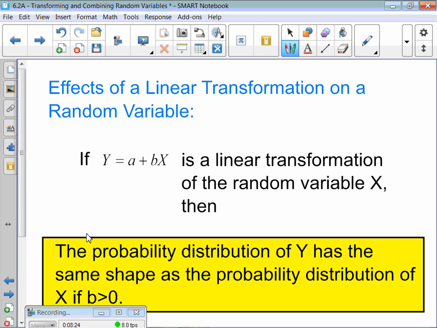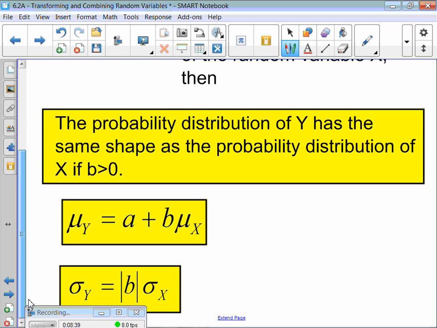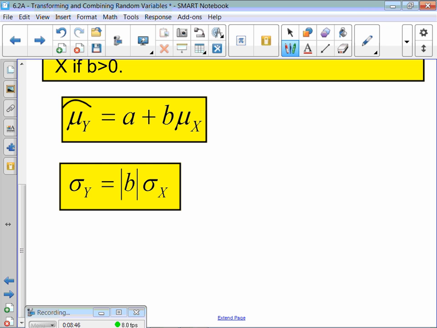Okay? So here's what the formula for linear transformation is on your random variable X. So you can multiply by B and add A. Okay, the probability distribution will have the same shape. Now, make note of these lovely symbols. What does this symbol mean? Mean. So I can multiply the previous mean by B and add A.